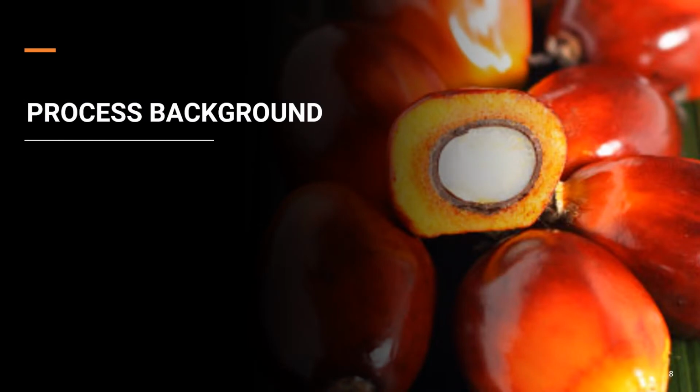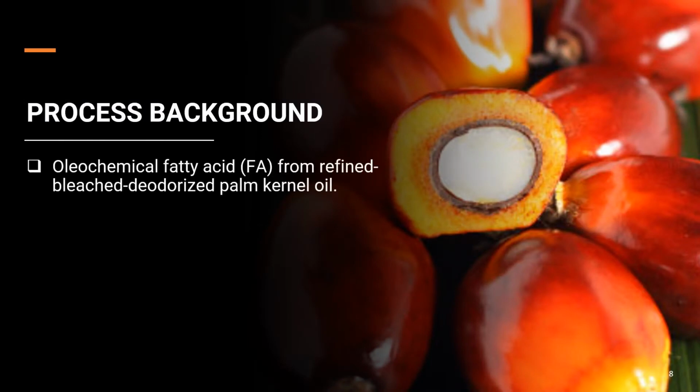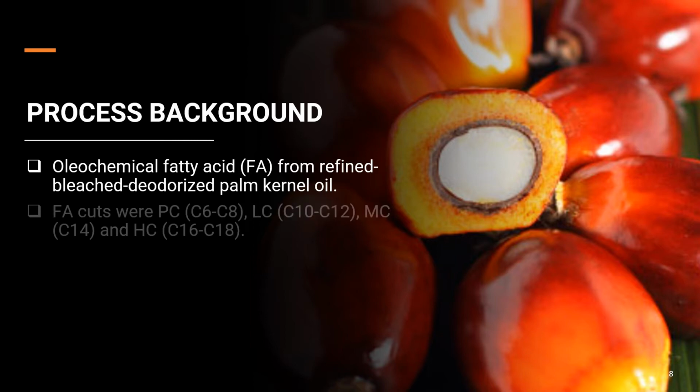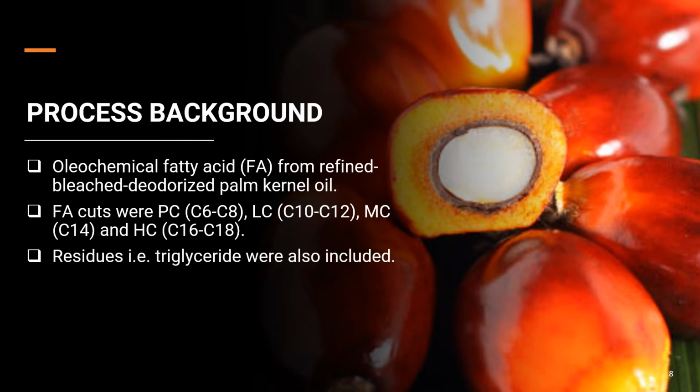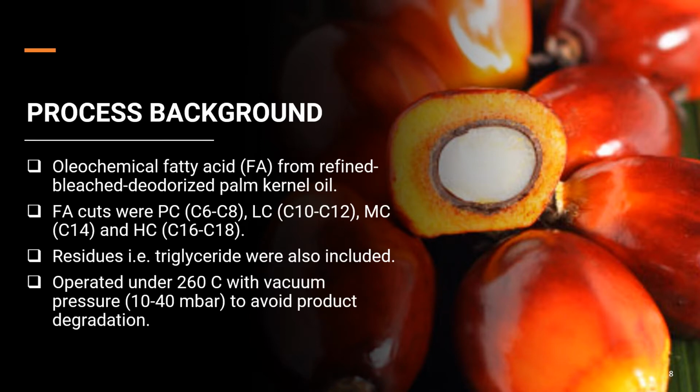The oleochemical product that we used as our case study is fatty acid from refined bleached deodorized palm kernel oil. There are 4 main cuts to be fractionated, which are pre-cut C6 to C8, light cut C10 to C12, middle cut C14 and heavy cut C16 to C18. Apart from fatty acid, residues such as triglyceride were also included in the process. It is important to note that, to avoid product degradation, the temperature of the column needs to be operated under 260 degrees Celsius with vacuum pressure between 10 to 40 millibars.